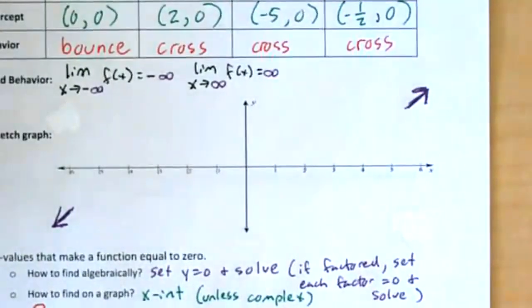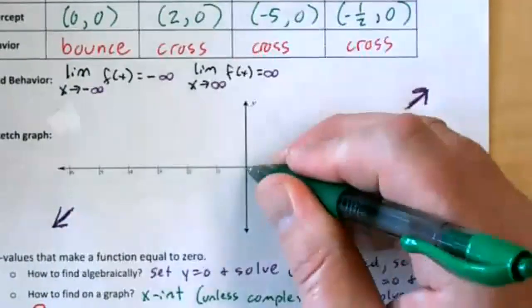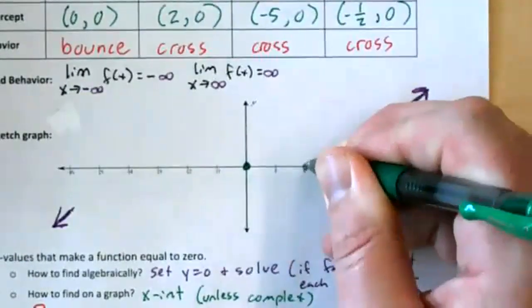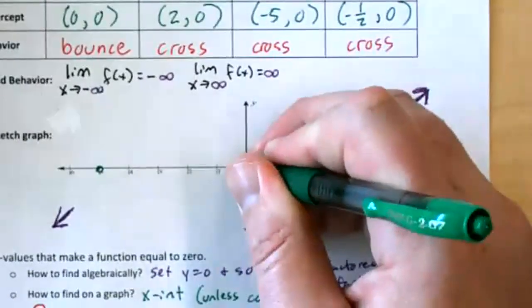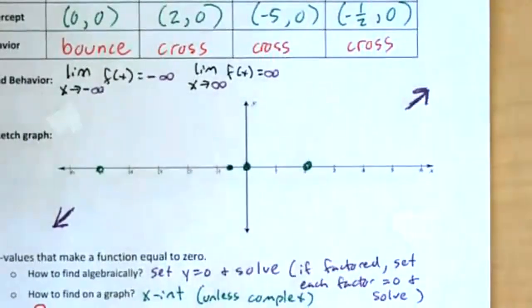All right. So that's important because what we're going to do now is, well, let's draw our x-intercepts because we know we're going to have points on the x-axis at (0, 0), at (2, 0), at (-5, 0), and at (-1/2, 0). And those are the only places that our graph is allowed to get anywhere close to the x-axis, right? That's the only place that we're going to approach the x-axis.